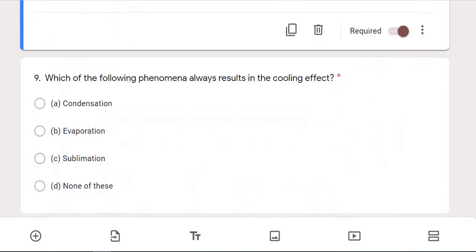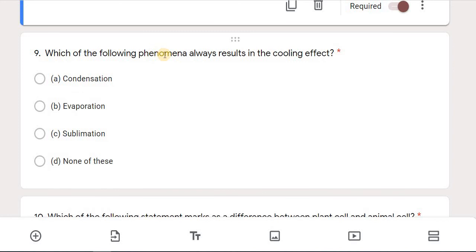Let's move further. Question number 9. Which of the following phenomena always result in a cooling effect? As we know, after evaporation, a cooling effect occurs. So the answer is evaporation, that is option B. B is the right answer. Which of the following phenomena always result in the cooling effect? Answer is B, evaporation.